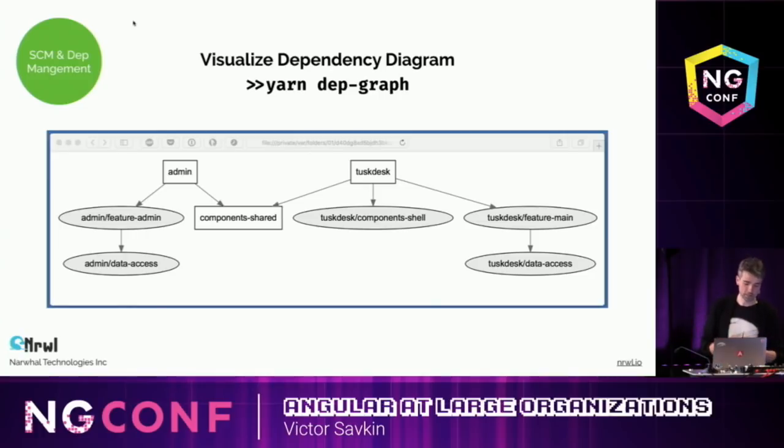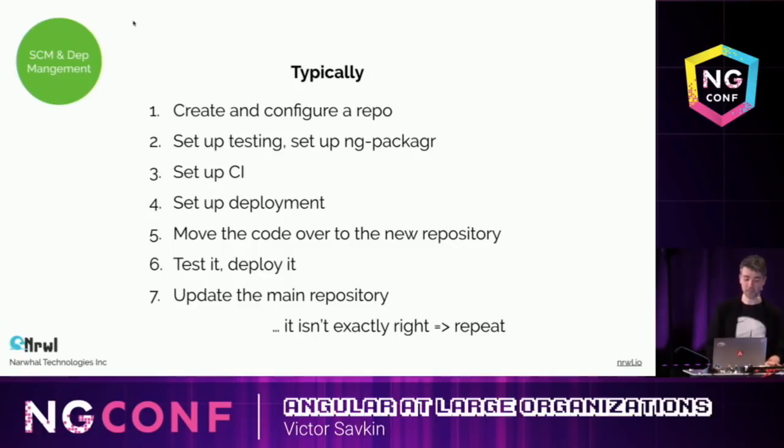Now let's look at how it's typically done. This is how it's typically done. So in most organizations, if I'm tasked with the same project, I need to share this component, I need to create and configure a new repo in my GHE instance, presumably. I need to set up testing, set up some sort of ng packagr thingy to publish it, to create the right artifact. I need to set up my CI to make sure that my lib is tested automatically. I need to set up deployment to a private NPM registry, to some Artifactory, right?